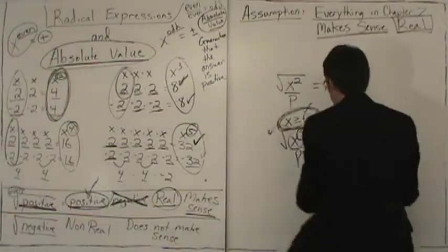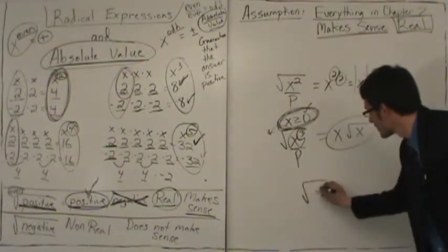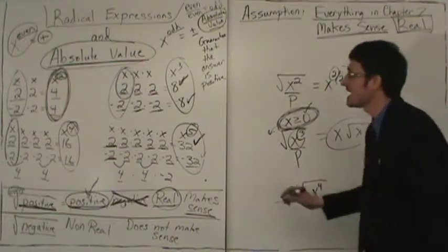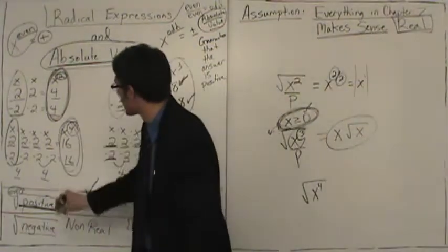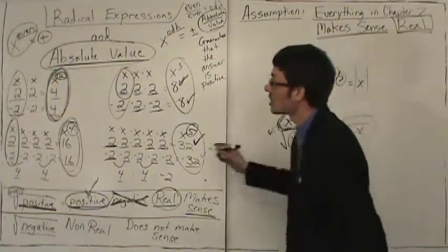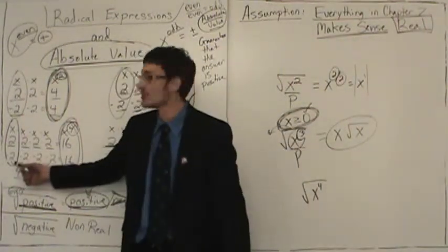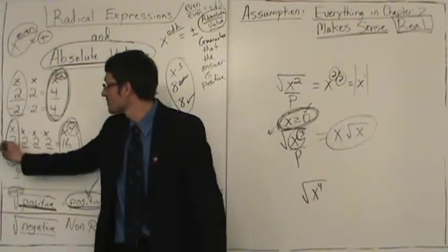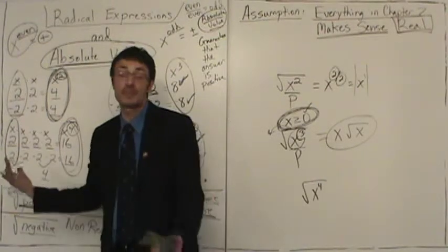It's a trick. Now, looking at the square root of x to the 4th. By nature, what do we know about x to the 4th? We already know that x to the 4th is positive. But can we conclude something about x itself? No, we cannot. X itself can be positive or x itself can be negative.